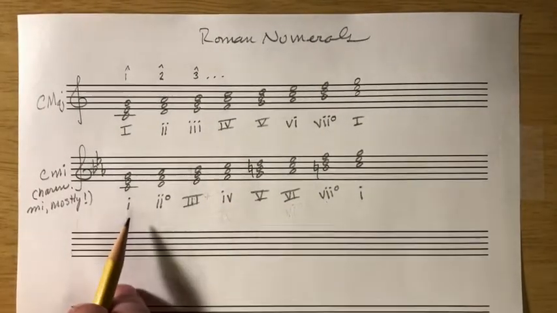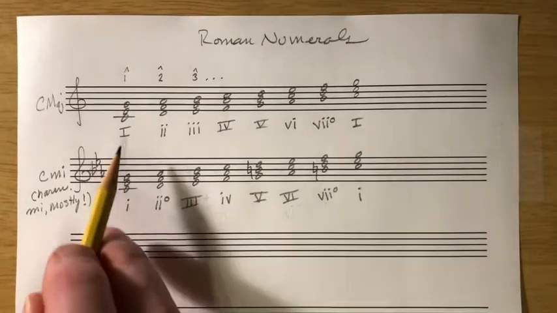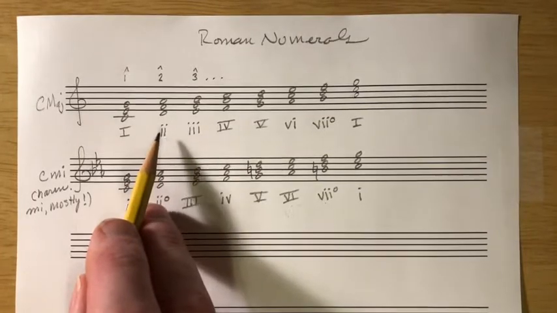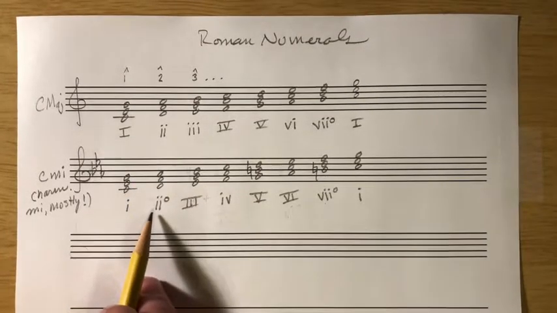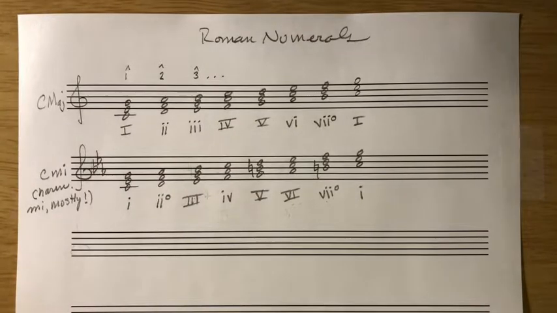Let's compare the two sets of Roman numerals. We'll see that they're almost all different. Here, one is major, one is minor. 2 is minor, 2 is diminished. 3 is minor, 3 is major. Which two chords are the same?